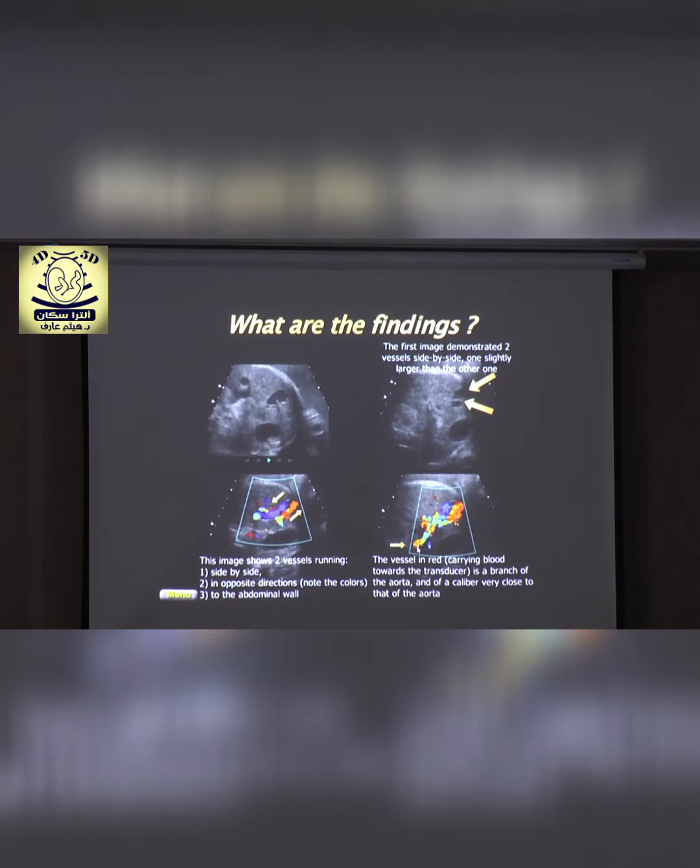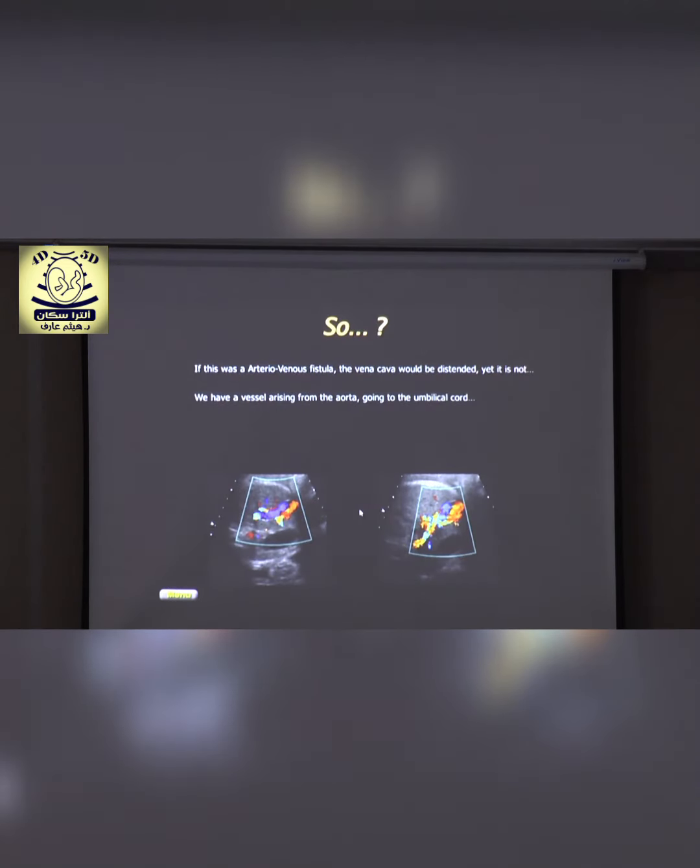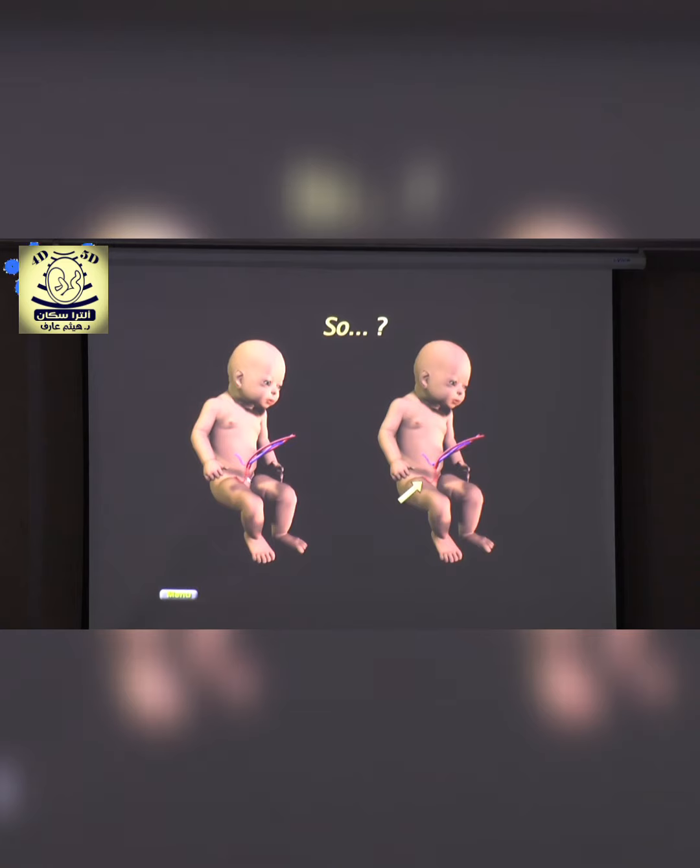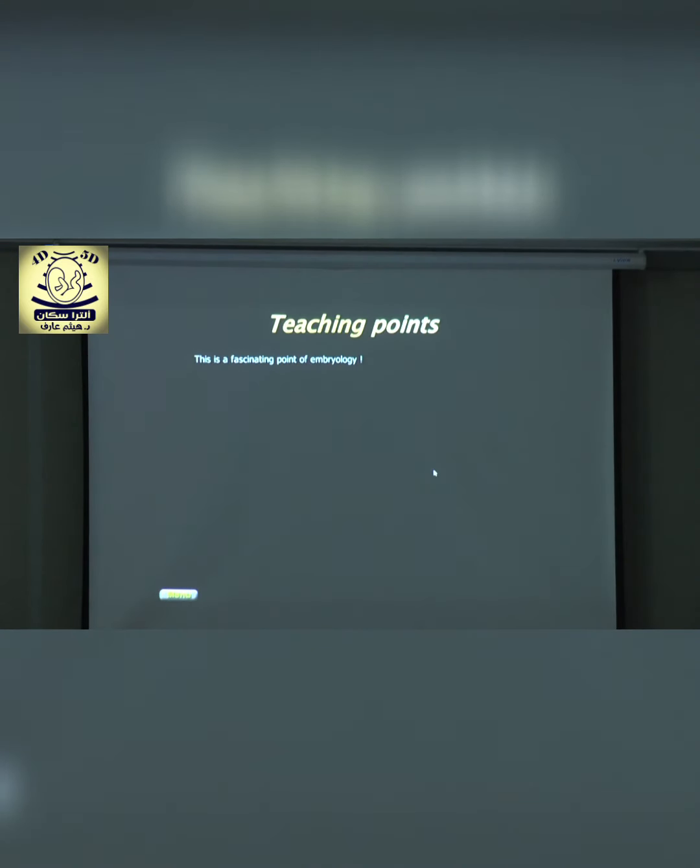Look at this vessel here. It comes from the aorta and it goes straight into the umbilical cord. So here we have a very unusual vessel that goes right out of the aorta and into the umbilical cord. So this is what is called a replaced umbilical artery to the supramesenteric artery. Normally we have 2 umbilical arteries going this way. This baby is missing one of these 2 umbilical arteries, and his umbilical artery is arising from the supramesenteric artery.